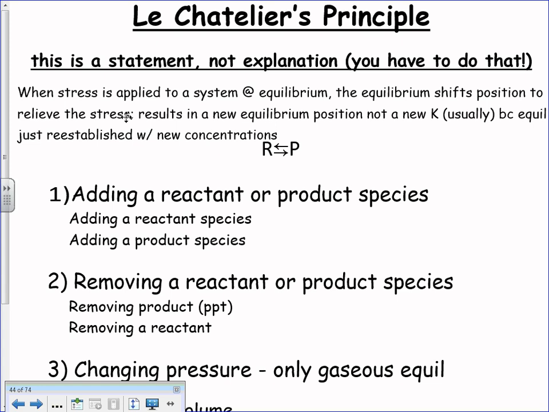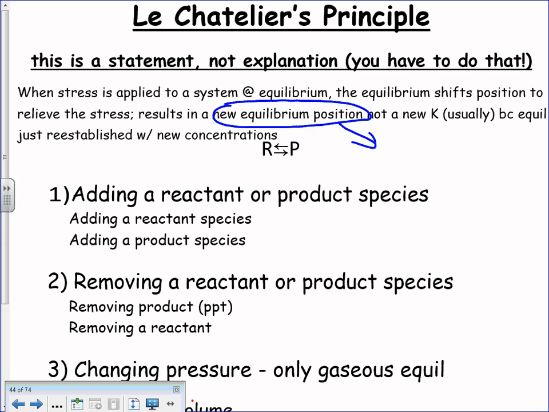So whenever we talk about the principle in general, we already talked about how, hey, we already have equilibrium. We stress it out. When we stress it out, it's going to then shift in a way to relieve the stress. So when it's relieving the stress, it's then going to come up to a new equilibrium position. What the heck does that mean? Equilibrium position.